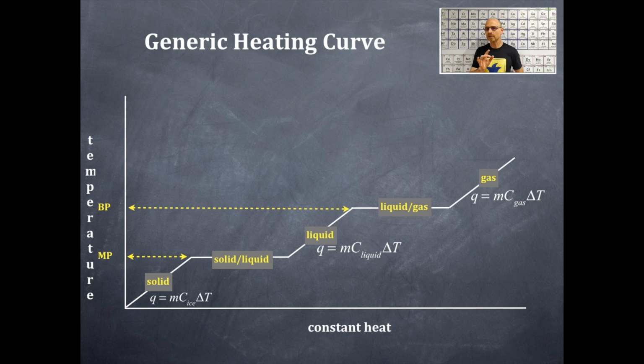Now, we got two flat sections of this graph, and we need to get the math associated with that. This is the first flat section, which is the interconversion between a solid and a liquid, or a liquid and a solid. And that is Q equals m times the heat of fusion. Okay? Now, notice on this, there's no delta T. There's no temperature change. Why is that? Because this is a flat section.